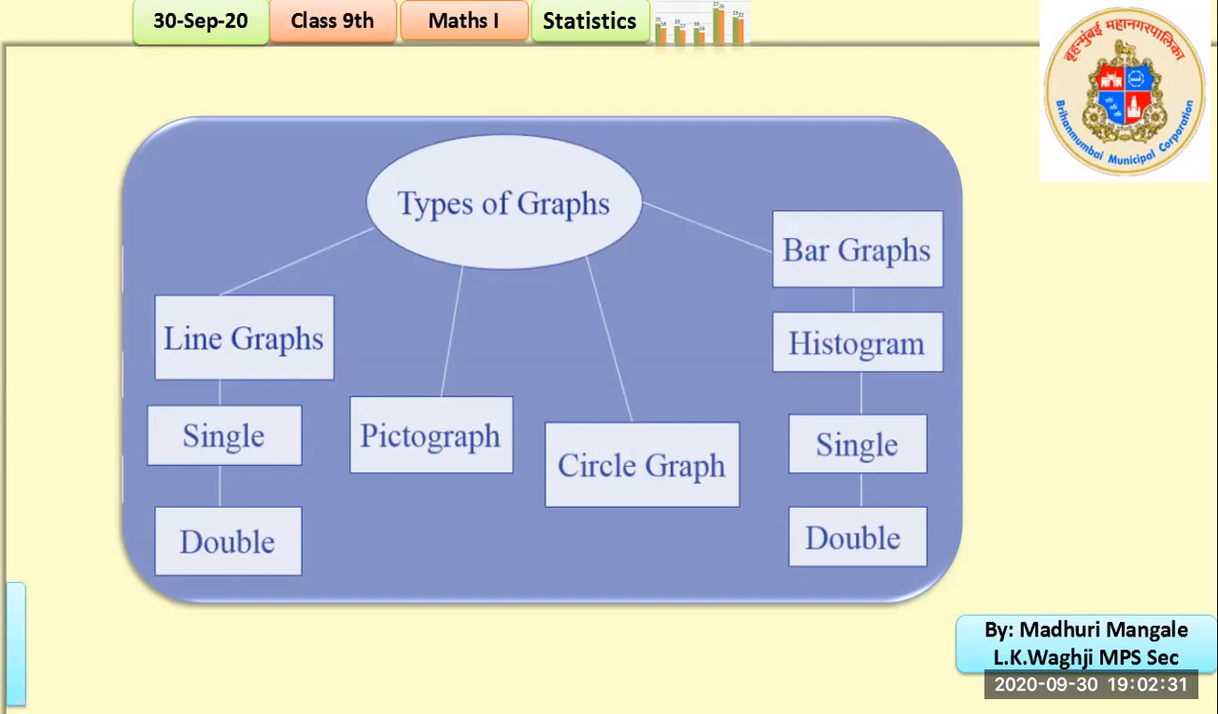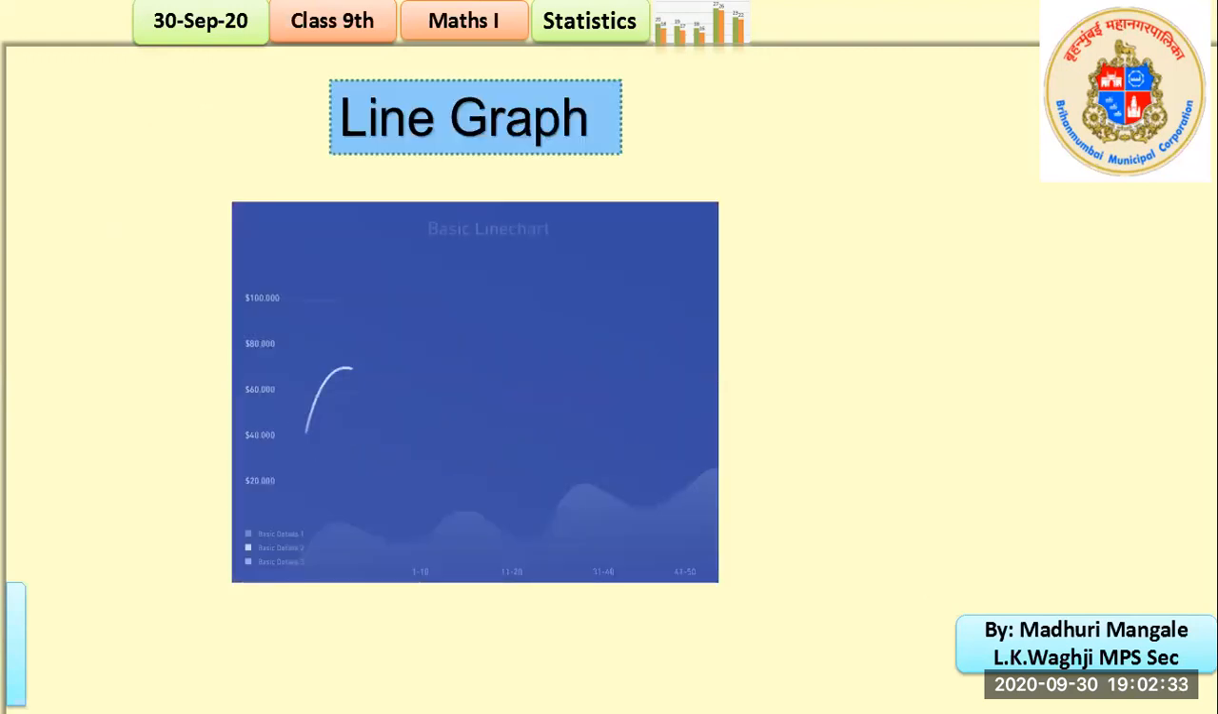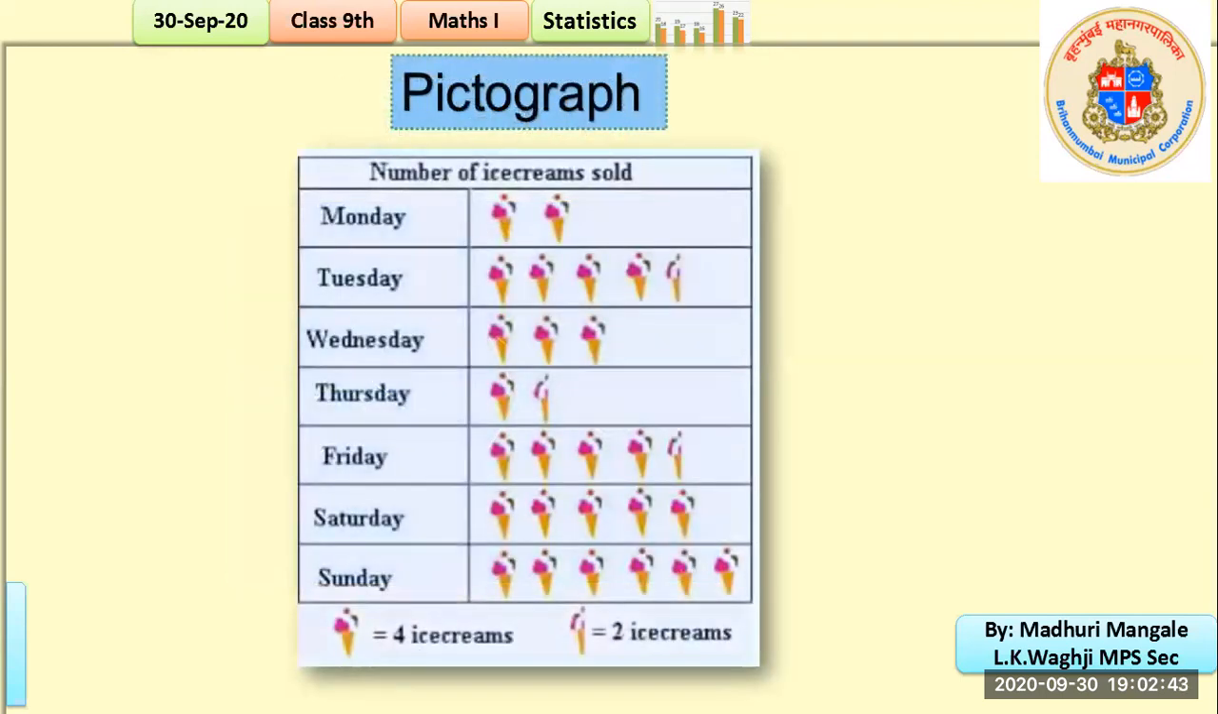Now, how do these graphs look? That is a line graph, right? It can be a single line graph or it can be a double line graph also. Next is the pictograph. In pictograph, pictures or symbols are used to represent the data. For example, here for Monday, you can see 2 ice creams are used and one picture represents 4 ice creams. That means for Monday, the number of ice creams sold was 8.